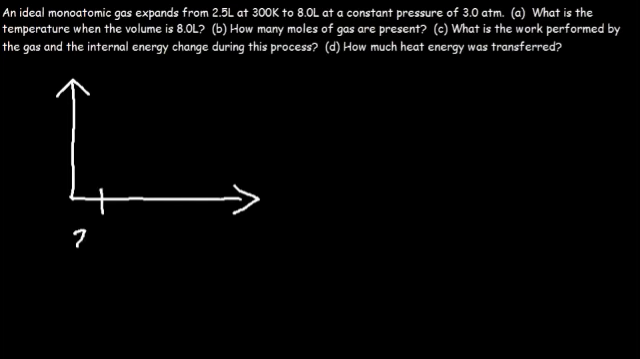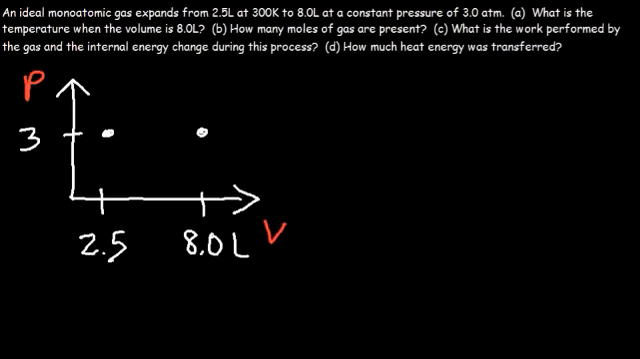The volume changes from 2.5 liters to 8 liters. And the pressure is always at 3 atm. So the work has to be positive since we're traveling towards the right of the PV diagram. So we're going from position A to position B. At position A, the temperature is 300 Kelvin. We need to calculate the temperature at position B. So how can we do that?